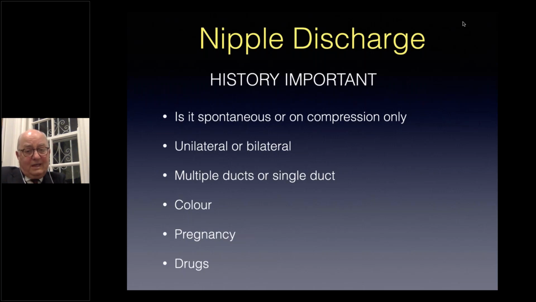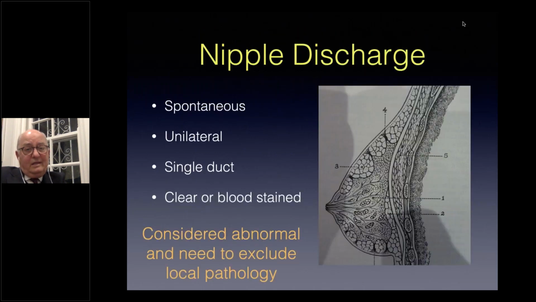Now, if it's multiple ducts and on compression only and yellowy green, that's always benign, physiological, and of no concern. It's when a nipple discharge is spontaneous, unilateral, and when you compress the breast while examining the patient, it's coming out of a single duct, and it can either be clear or bloodstained. That's when there is almost certainly pathology present somewhere in the ducts leading up to the nipple. That's considered abnormal, and you need to exclude local pathology.